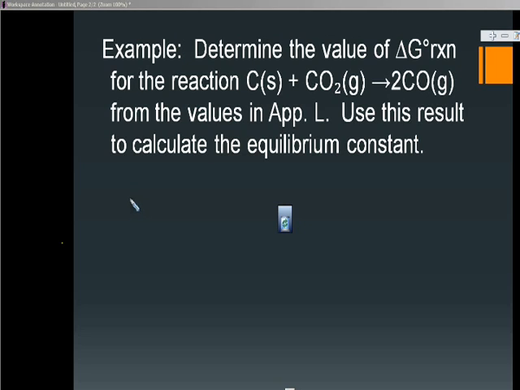I apologize for that. Anyways, we are going to try and find K. Instead of going through all the trouble we had gone through before, if we have delta G of the reaction, we can figure out what K is. So, how do we actually go?